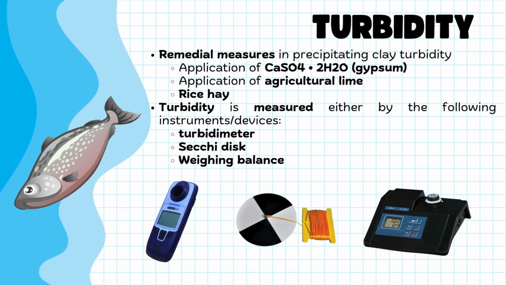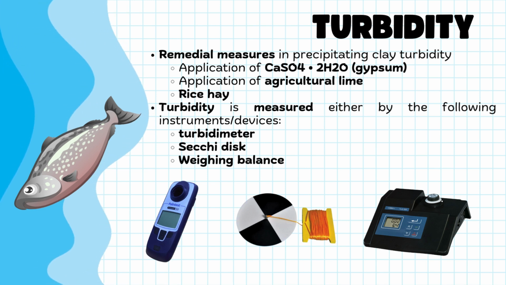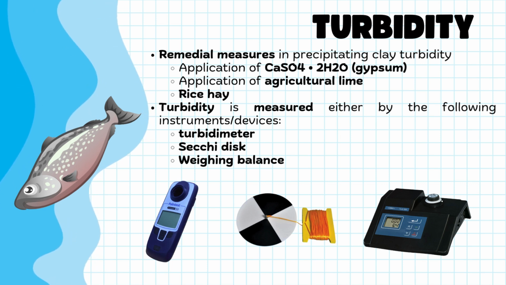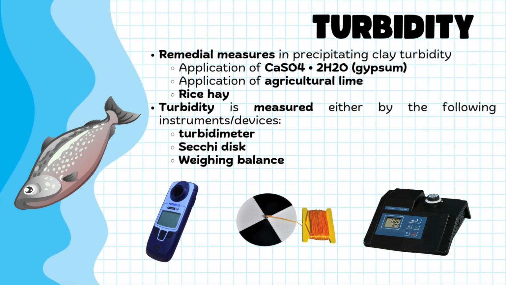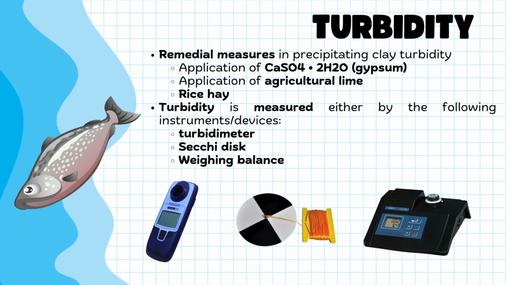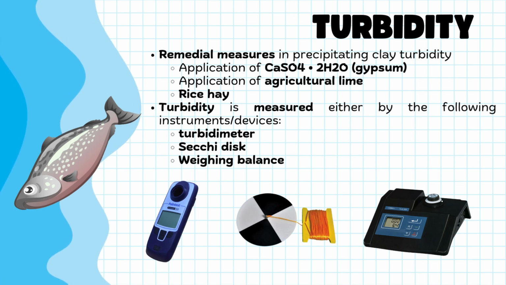Next one is the weighing balance. This device is used to weigh precipitates in milligrams, grams, or kilograms, obtained from settling down the suspended solids or particulate matters.